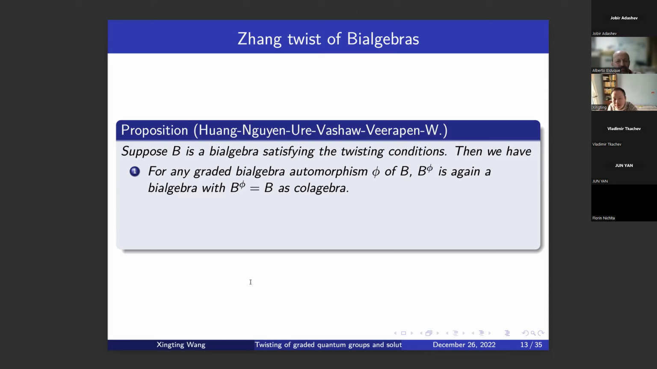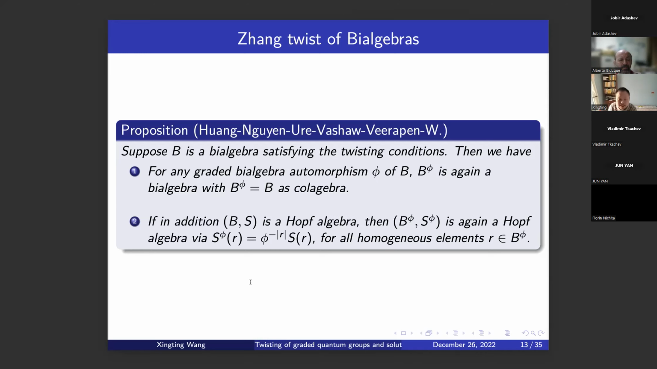And it's pretty simple to check, because we don't change the coalgebra structure. You can literally check it by using the twisting condition. The coalgebra structure exists and it's also compatible with the new multiplication, so it's still a bialgebra. In the special case of a Hopf algebra, meaning we have an additional antipode, you can define a twisted antipode, which here I write with the formula S^phi. It's just a twisting by the automorphism by a certain degree for every homogeneous element, and then again it will be a Hopf algebra.